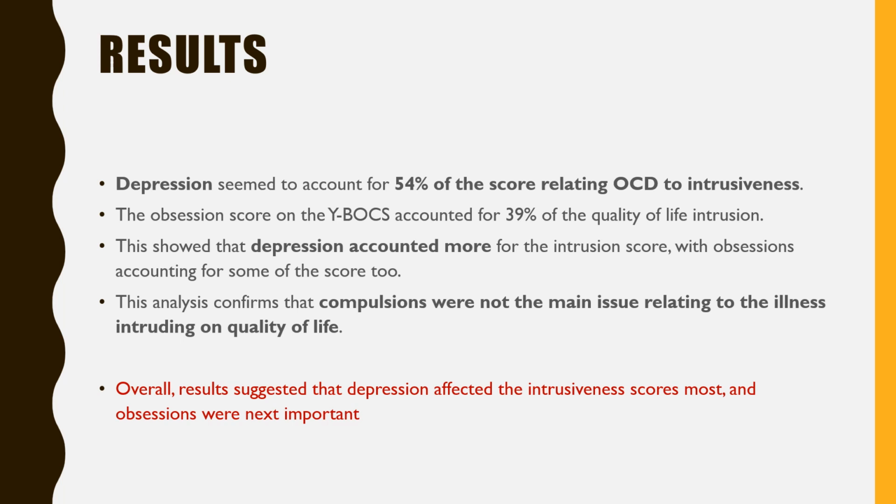And again, this also confirmed the fact that the compulsive behaviours and the compulsive need to do particular habitual and routine actions were not the main issue relating to how people felt OCD intruded and decreased their quality of life scores. So overall, depression seems to affect the intrusiveness the most. If you have OCD with comorbid depression, you are more likely to feel that it is intruding on your quality of life. Next was the obsessive thought process and obsessive thinking, which came second in affecting your quality of life, with compulsive behaviour not really featuring in any of the main issues.